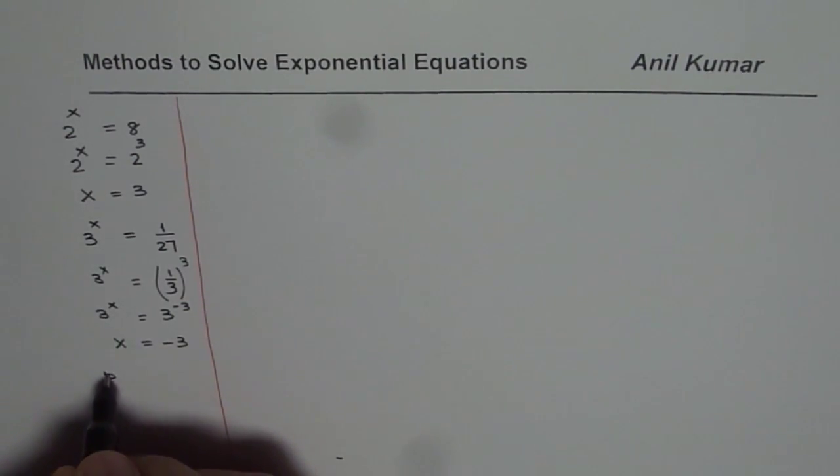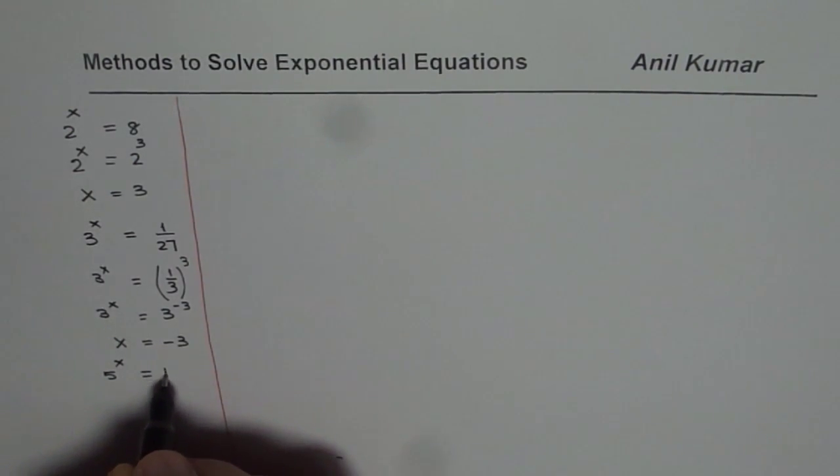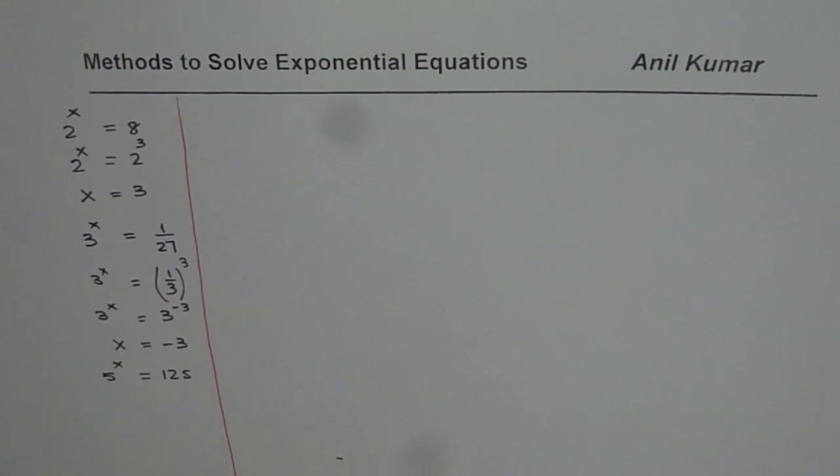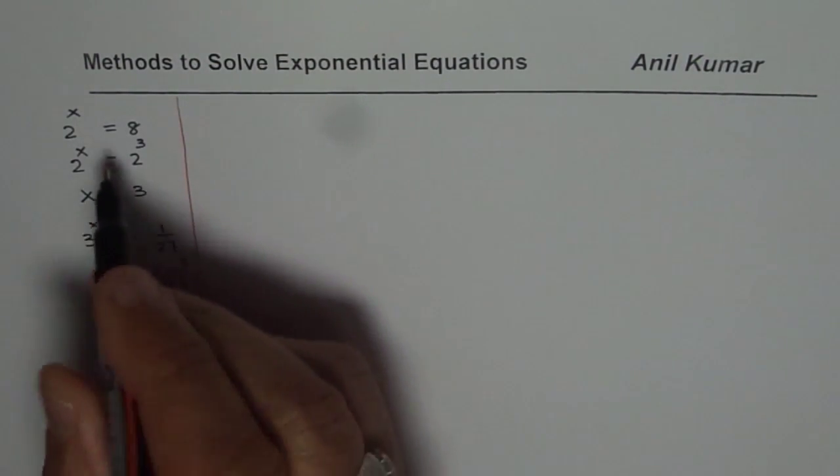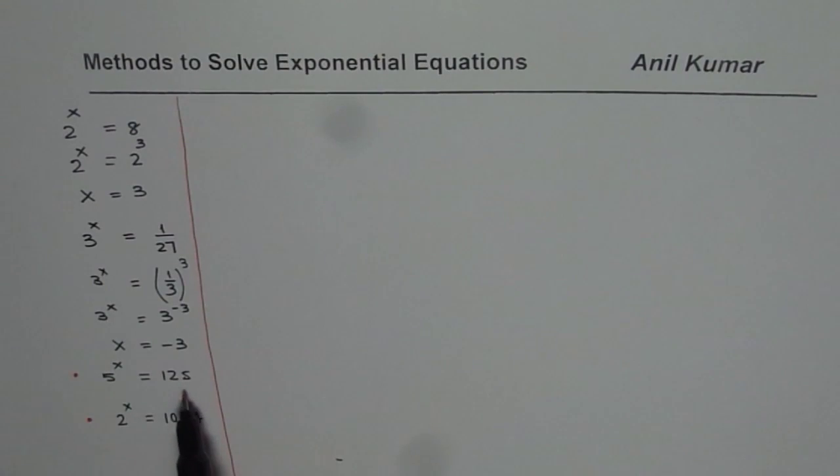Now you can do a question like 5 to the power of x equals 125, and get your answer. You could have, let us say, 2 to the power of x equals 1024. So let these be the questions for you to practice. Follow the same strategy. You could write 125 as a power of 5, and 1024 as a power of 2, and then equate the exponents. That way we can find the solution to an exponential equation.